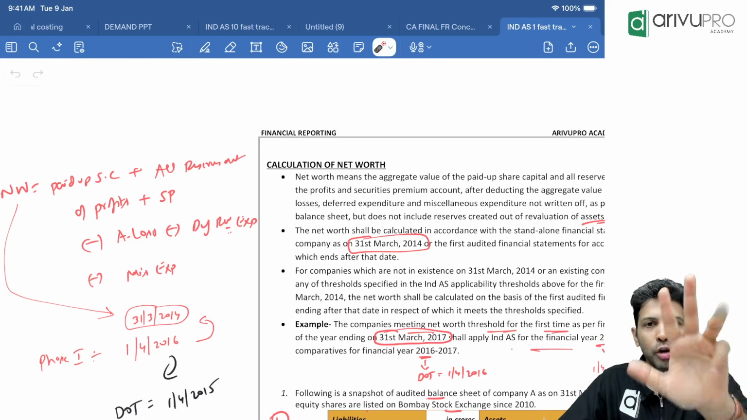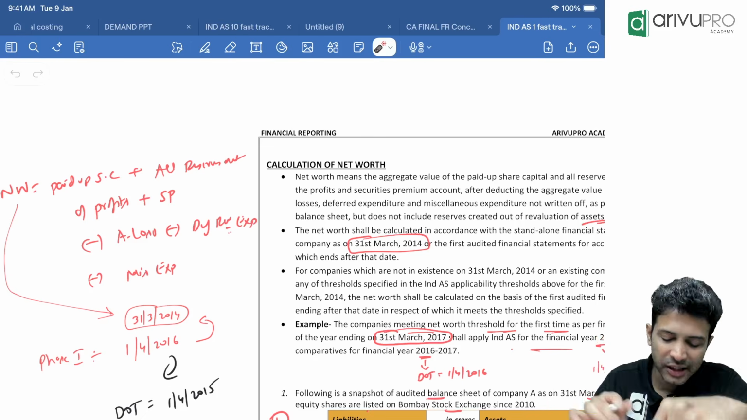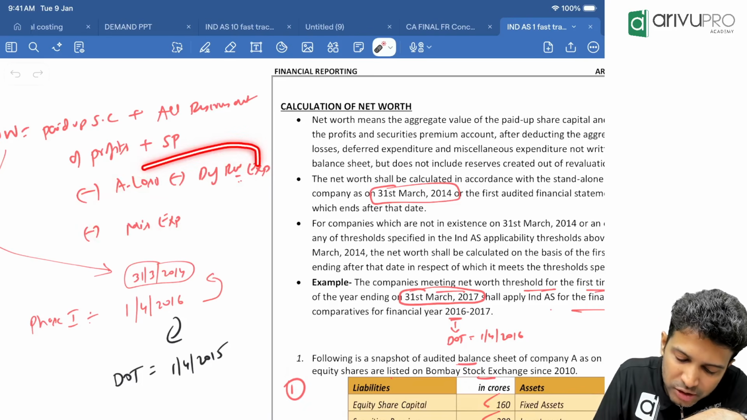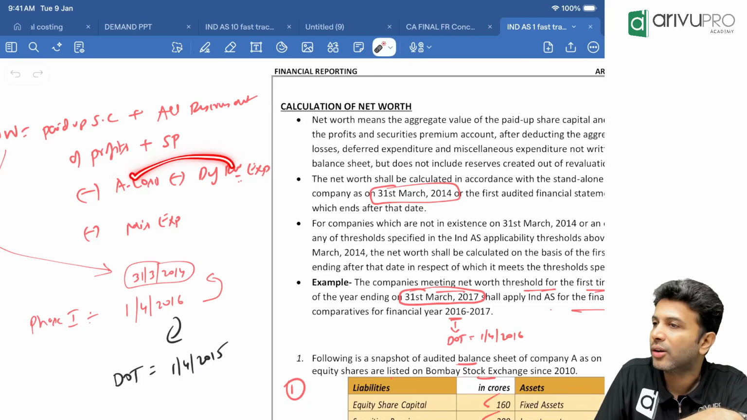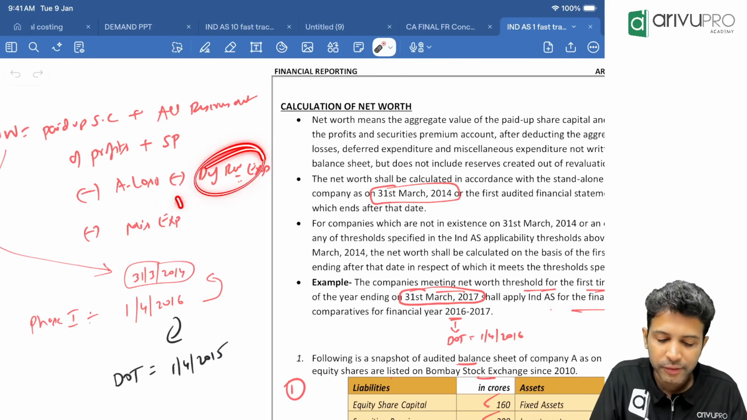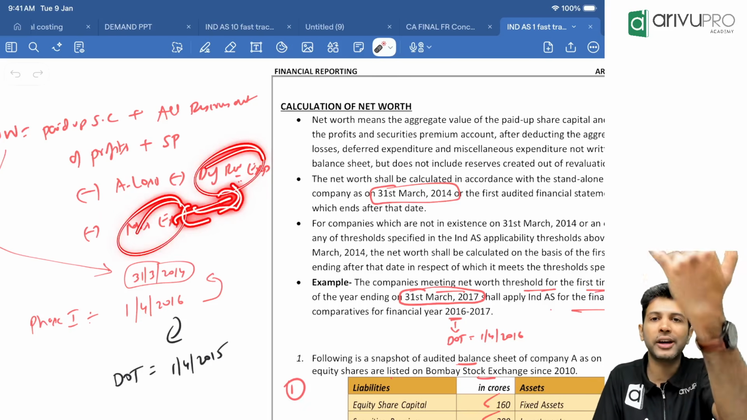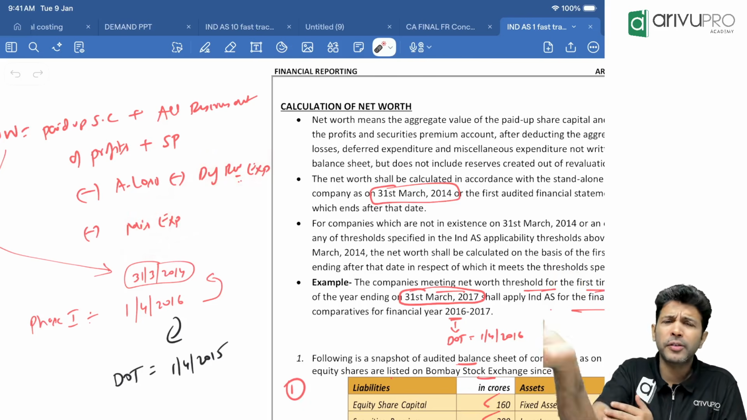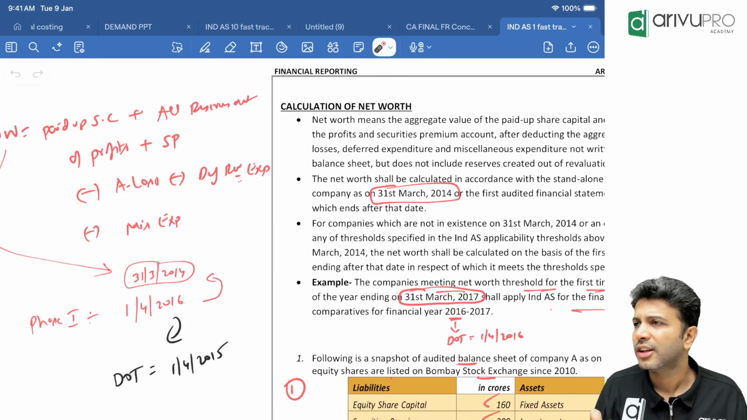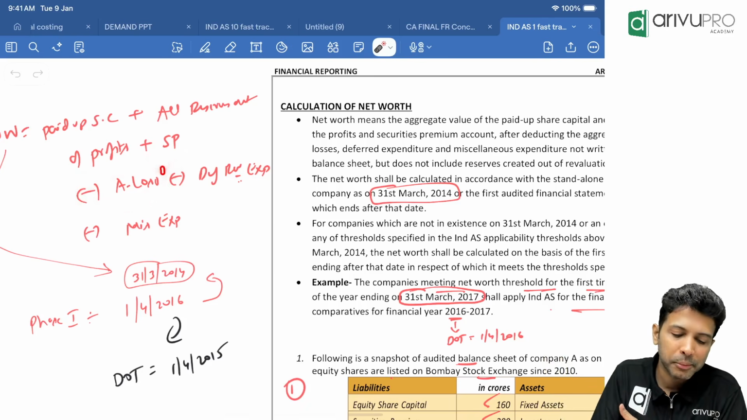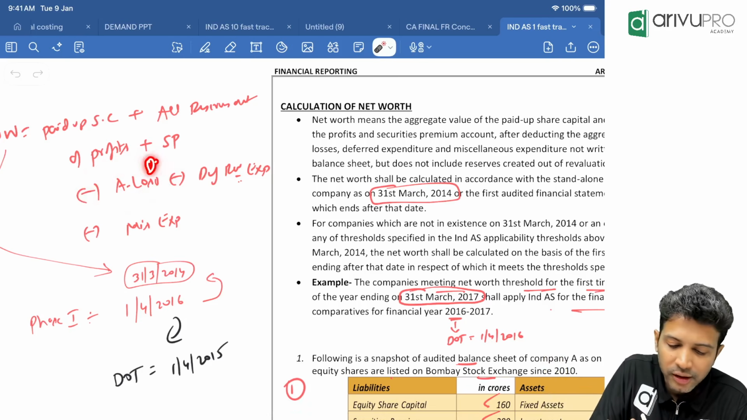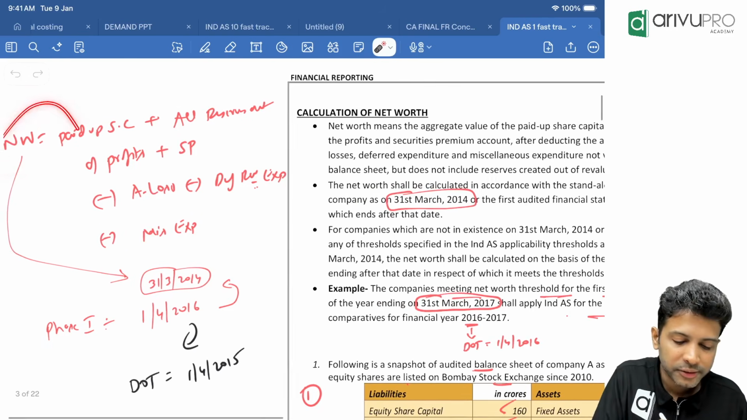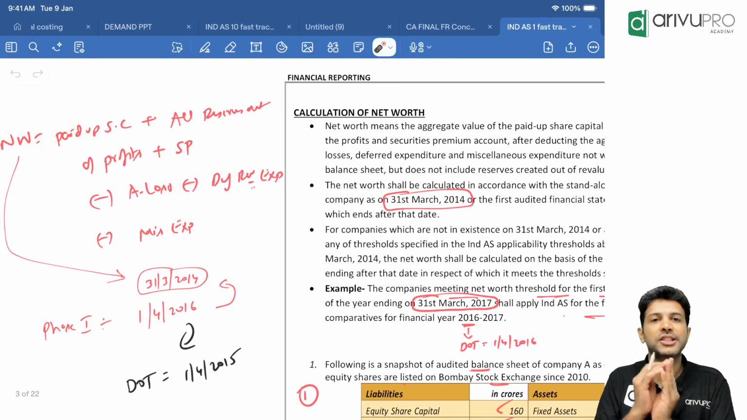If you have any accumulated losses, deferred revenue expenditure, or miscellaneous expenditure, you minus. Because all this affects what? Deferred revenue expenditure also eventually will go to P&L only, so if you transfer it to P&L, the P&L balance will reduce. Hence you minus. If P&L has a profit balance, you add. If P&L has a debit balance, meaning a loss-making company, then you minus, because this reserve will have not a credit balance but a debit balance. By doing this, you get something called net worth. This is how they have suggested you calculate the net worth.